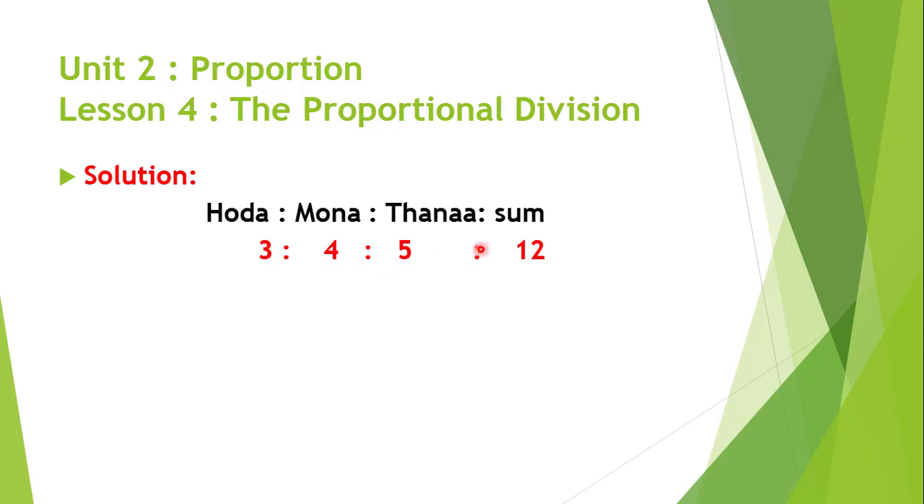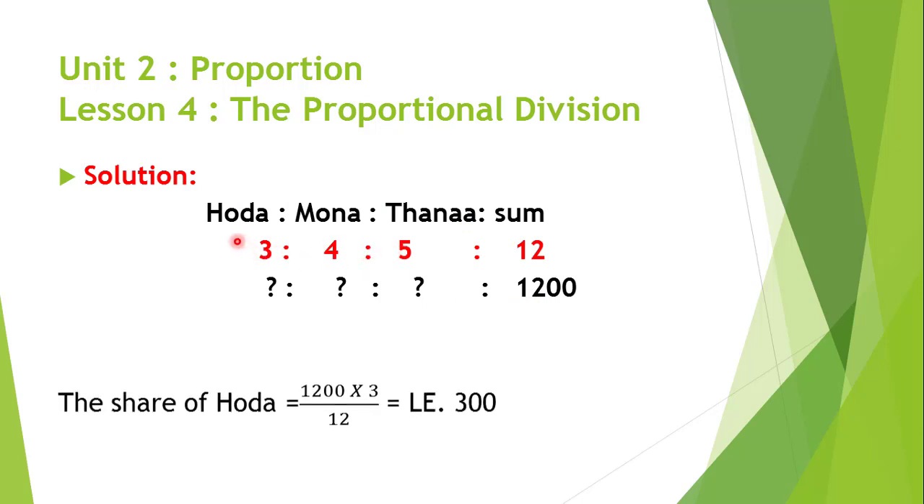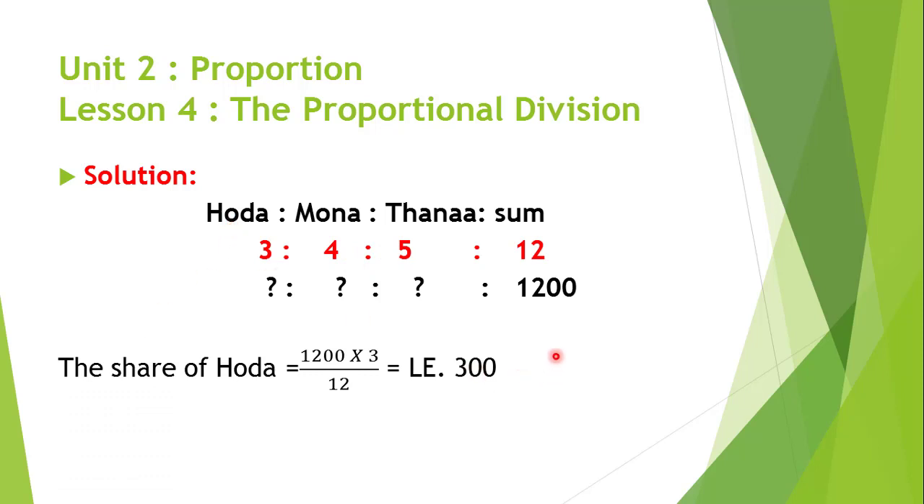What is the summation of ratio? 12. Okay, the summation of ratio here is 12. What is the real summation of loss? 1,200. So I want to distribute 1,200 among Huda, Mona and Sana according to the ratio here. Okay, so let's start with Huda. For example, the share of Huda will be 1,200 times 3, then divide 12. So 1,200 times 3 over 12.